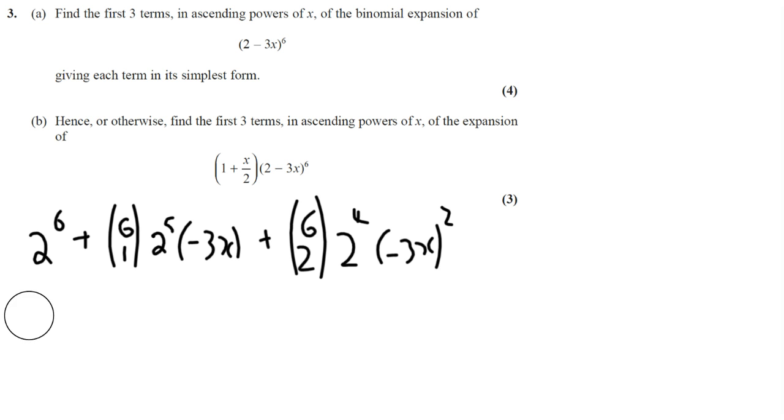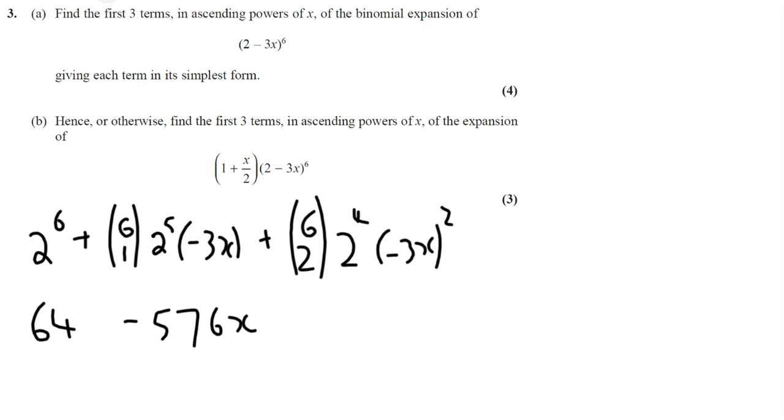So let me do that again. The first term will be 64, which is 2 to the power of 6. Now 6 choose 1 will be 6. If you're not sure where that came from, work it out on the calculator or use the formula that is provided in the book. You're going to times it by 32, that's 2 to the power of 5, multiplied by minus 3x, which gives you minus 576x when you work it all out. A lot of people lost a mark here because they didn't have the negative, so we've got positive and minus there, so that just becomes negative.